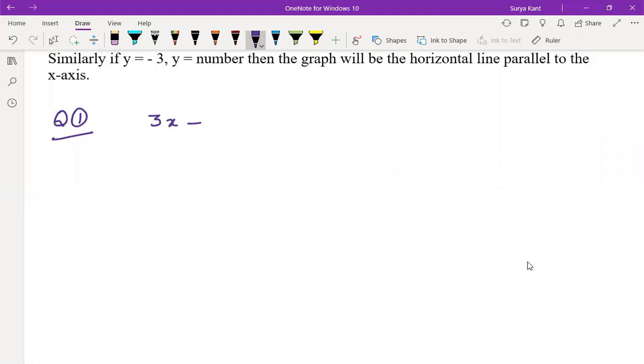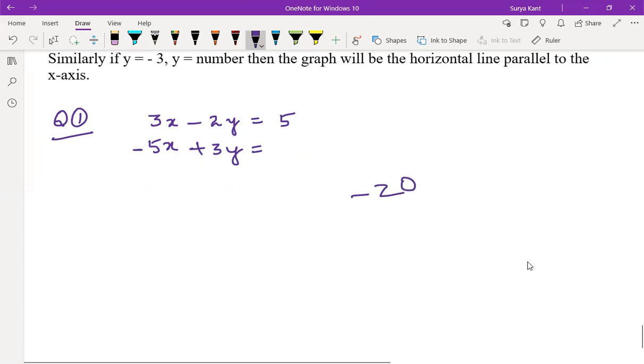3x minus 2y is equal to 5. Then I'm telling you 5x plus 3y is equal to minus 14. This is the question, children.